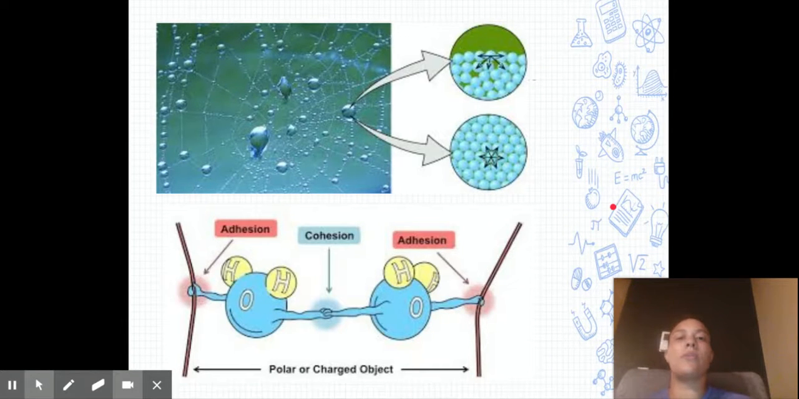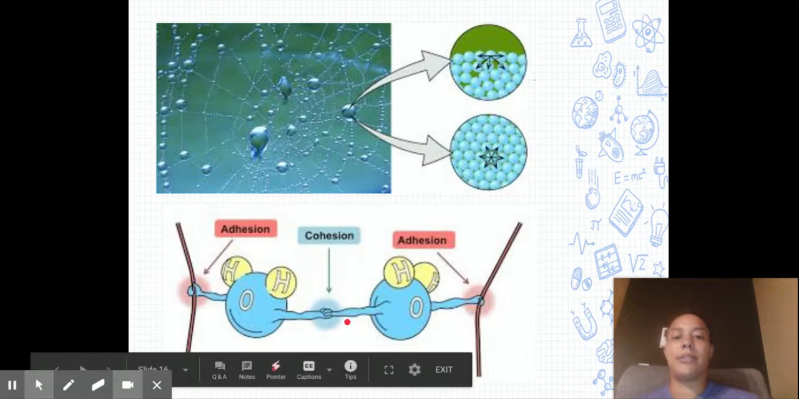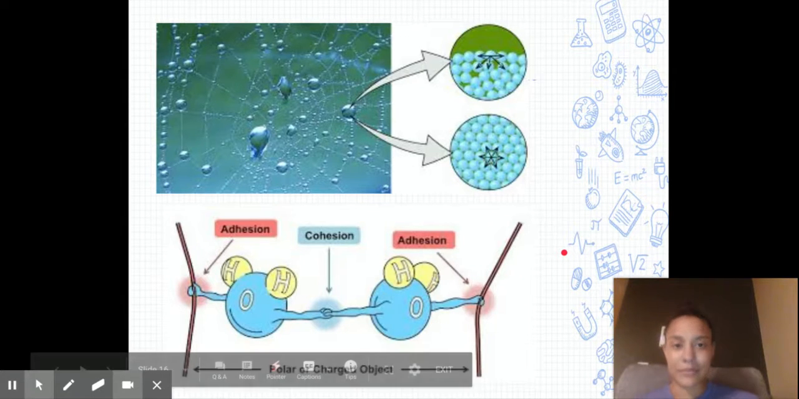I like these photos because it helps us get that visual of the cohesion piece. So we can see the water molecules clinging to each other, forming the droplets. Then we can also see the adhesive pieces going on here with the water clinging to the silk or the spider web. So we have both cohesion, so cute, they're holding hands, and adhesion as they're holding on to that silk on the outside.